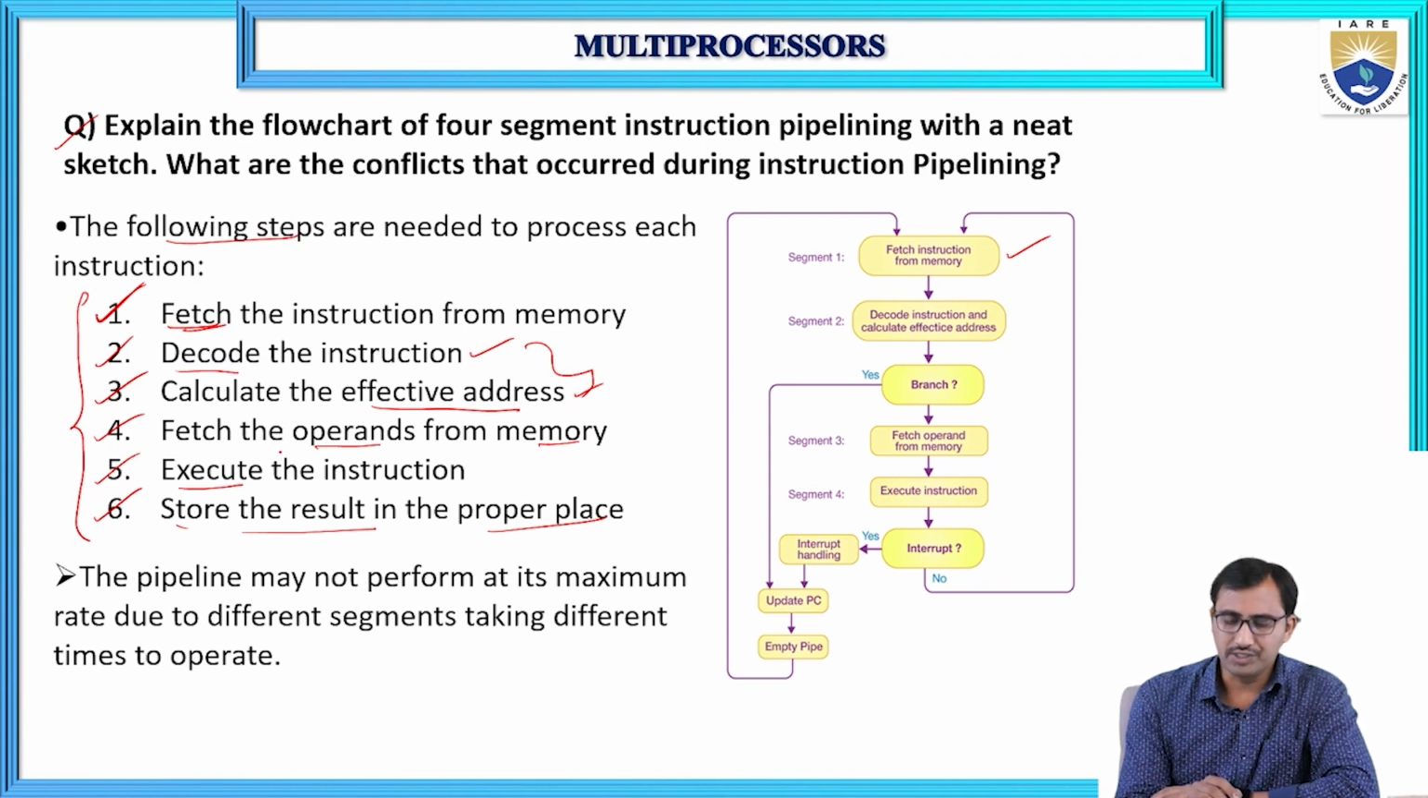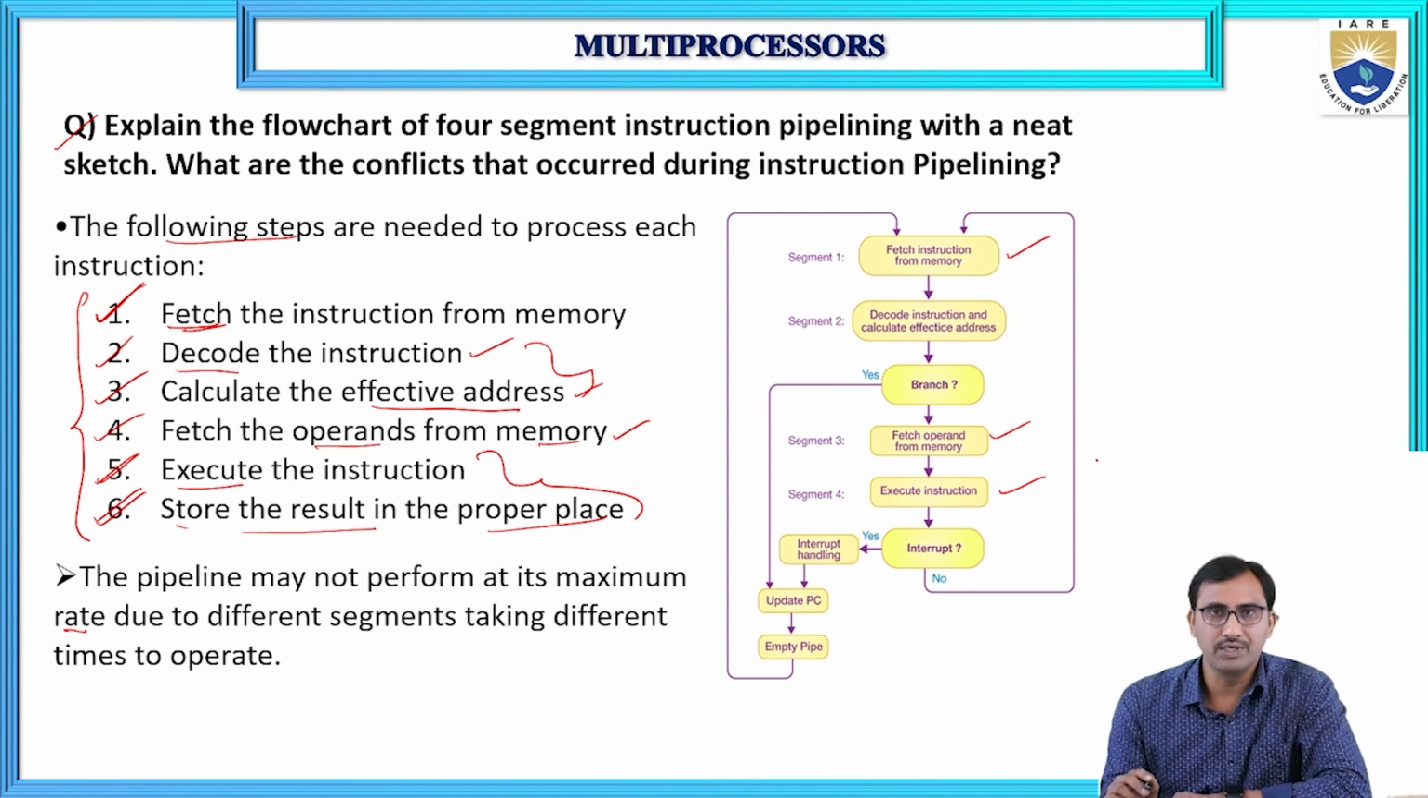Then fetch the operand from the memory. So that is segment 3. And in segment 4, execute the instruction and store the result in a proper place. So by combining fifth and sixth, it will form segment 4. The pipeline may not perform at its maximum rate due to different segments taking different times to operate. So this is a flowchart of how all these operations will be performed in various segments.